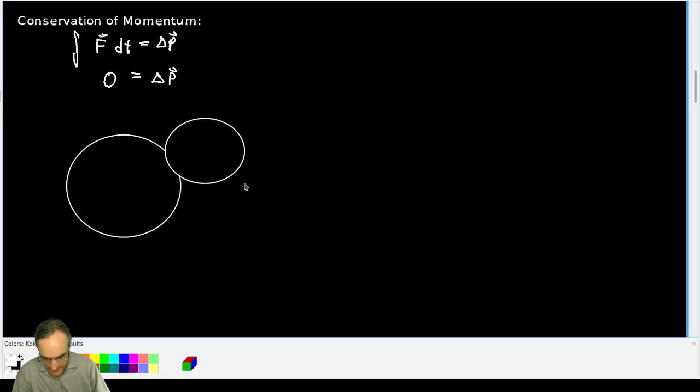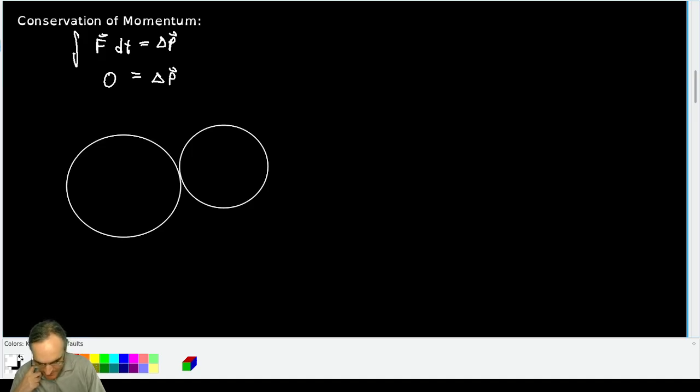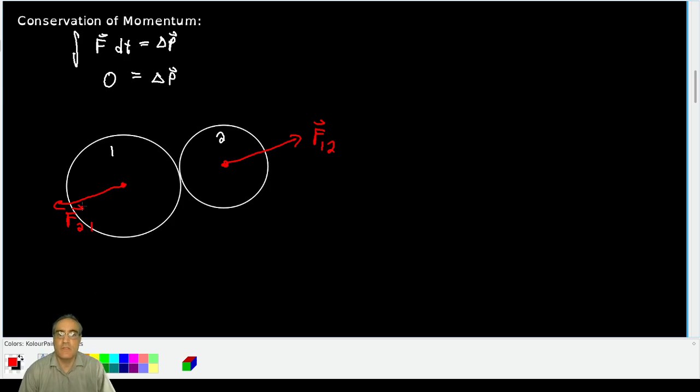We'll set up a couple of objects that are undergoing a collision with one another. So here we have an object 1 and an object 2. And there's going to be a force on object 2 due to object 1, so force due to 1 on 2. And there would be a force due to 2 on 1. And we're going to use Newton's third law here. So what we know is if we take F12 and we add F21, we should be getting something that looks like 0.